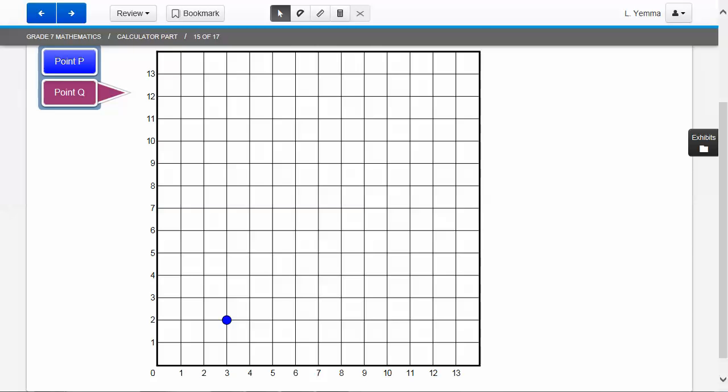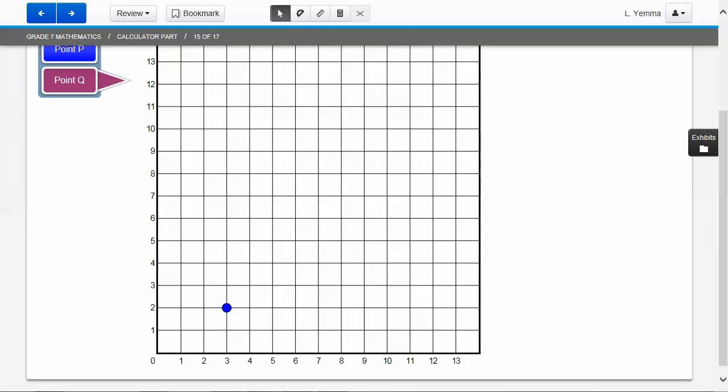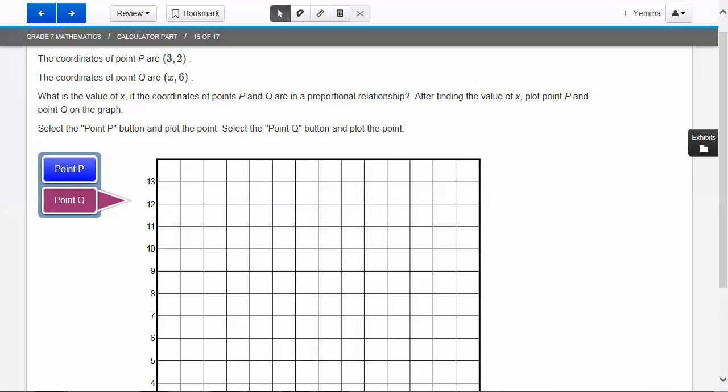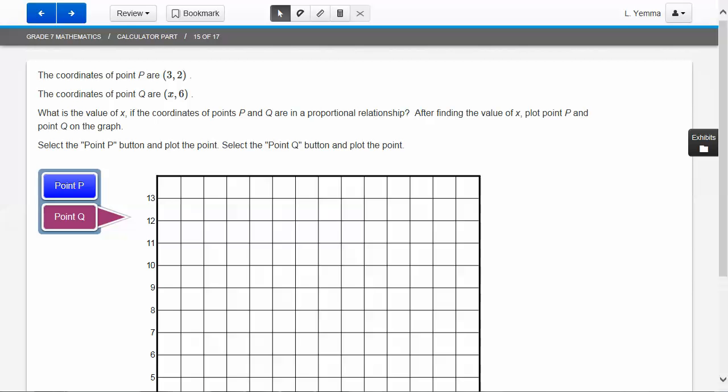Now I need point Q. And I know that point Q is going to be at something, 6. So here's the question. What did I do with 2 to get 6? Anya, what did I multiply 2 by to get 6?